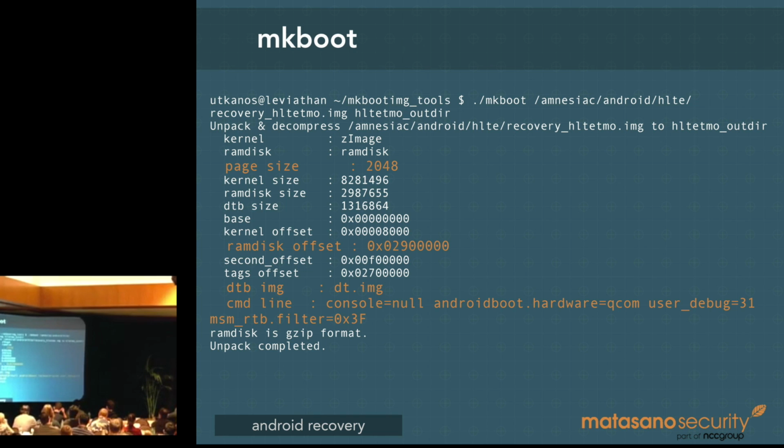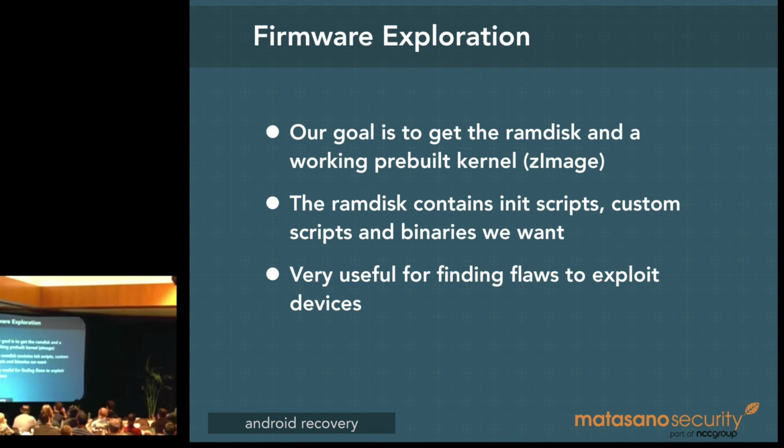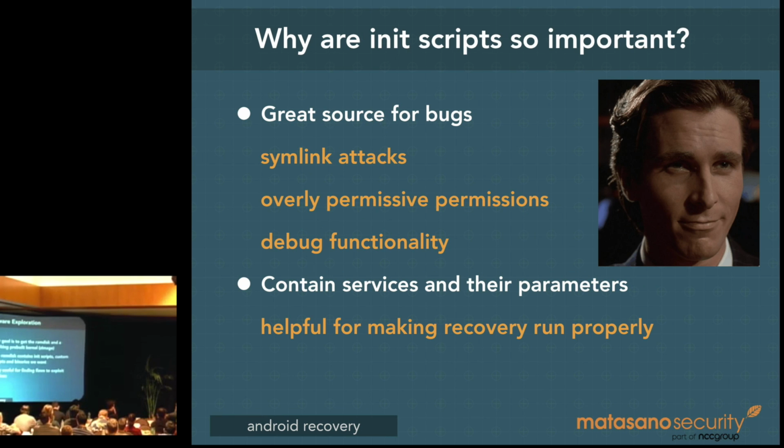And then, of course, the command line I just mentioned that we saw in the dump there is also called out here. So our goal is really to get the ramdisk and a working pre-built image. That's the place to start if you want to start building this stuff. The ramdisk, as I mentioned, contains really important init scripts, custom scripts, and binaries we want in order to make our device work. And as you'll see coming up, the init scripts are very useful for finding exploits in devices because they're not written very well in a lot of cases.